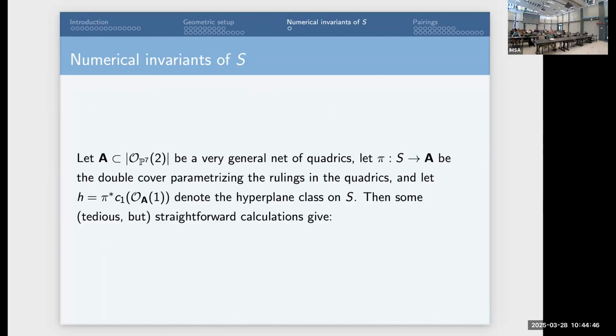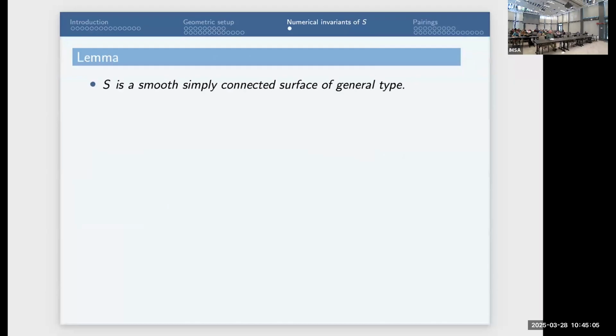So we let A and B be very general quadrics in the clear sense. Let S be the double cover. Let H be the pullback transformation. Then we go about calculations and here are some results. First of all, the subset is smooth, connected, of general type. This Chicago is going to be the integer generated by this hyperplane class H plus of 41.